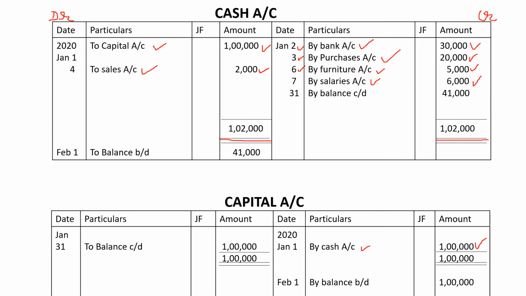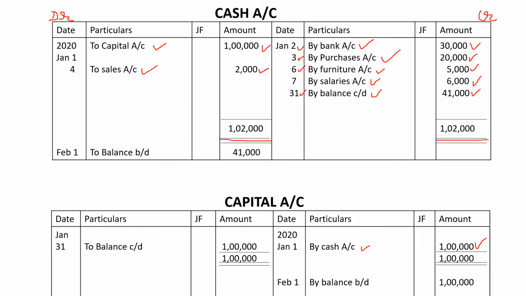From this 1 lakh 2,000 we have to deduct the total credit amount that is there. So after deducting we got 41,000. That is the balance which is left out. So we have to write on January 31st, by balance carried down 41,000, in credit side.